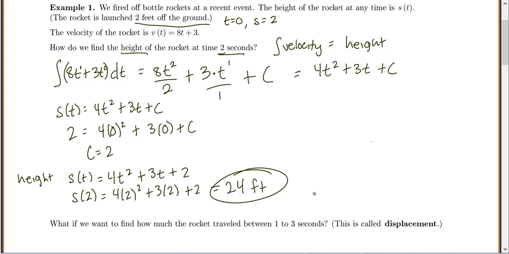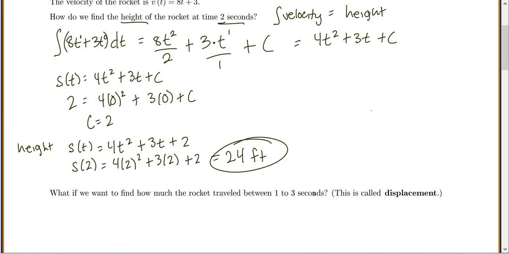That's just what we learned how to do in our last section. But now we're going to change it a little bit. What if we wanted to find out how far the rocket traveled between 1 and 3 seconds? We often call this displacement in physics, if you want to see how far it traveled. So what we would have to do here is say, what is s of 3? See how far it is at 3 seconds. Then figure out how far it is at 1 second.